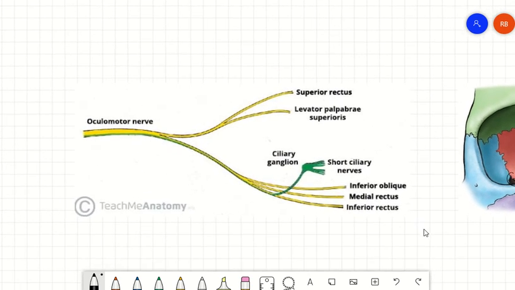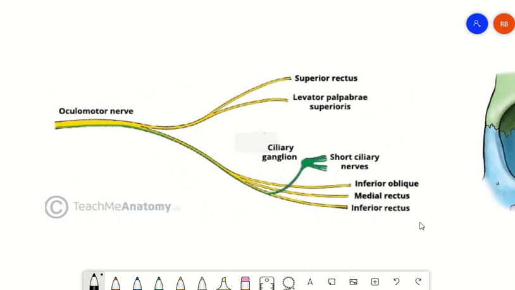This is another simplistic diagram from Teach Me Anatomy showing the branches of the oculomotor nerve. So remember, it has somatic motor fibers indicated in yellow, supplying superior rectus, levator palpebrae superioris, inferior oblique, medial rectus, and inferior rectus. The visceral fibers also travel with it, but then divert and go to the ciliary ganglion to supply the sphincter pupillae and the ciliary muscle.